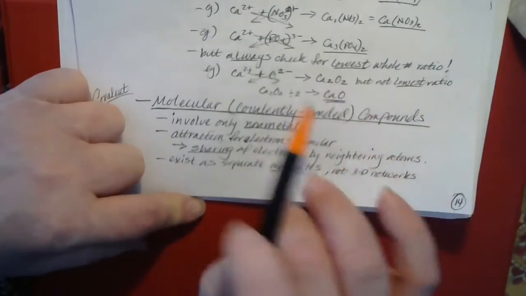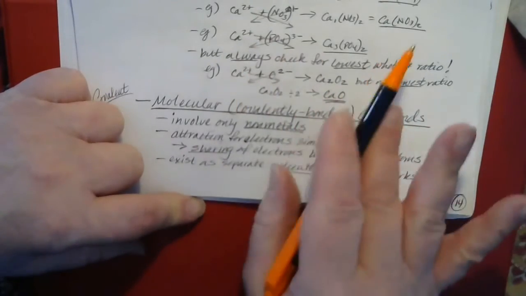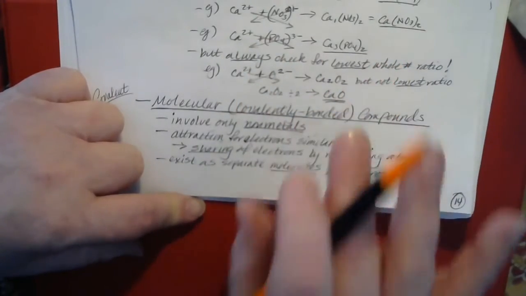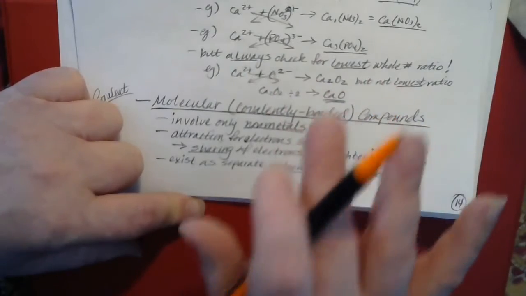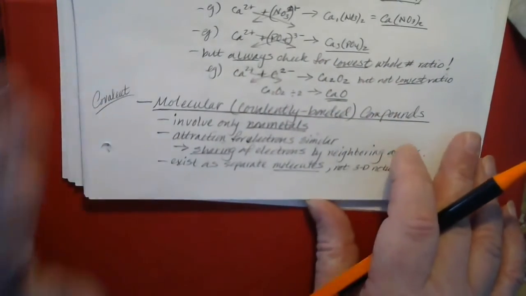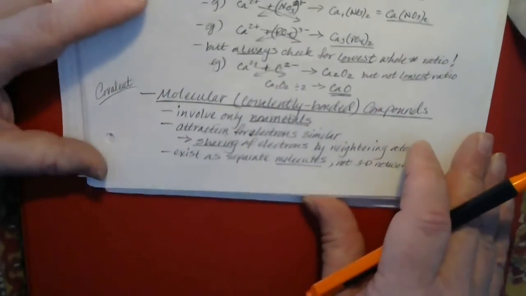So if you're going to cross-multiply, you have to remember as the final step, check to make sure that you've got the lowest whole number ratio. Because if you don't, it's not the right form, it's not the right formula.